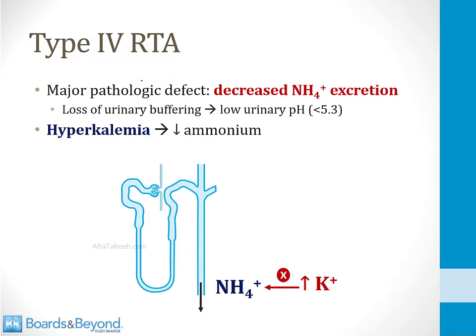The major pathologic defect in the nephron in a type 4 RTA is decreased ammonium excretion, and it's super high yield to know this. This is what they're going to want you to understand about a type 4 RTA for Step 1. So normally ammonia is a urinary buffer, so when you lose ammonia in the urine, that leads to a low urinary pH, and that's what you see in a type 4 RTA, a low urinary pH less than 5.3.